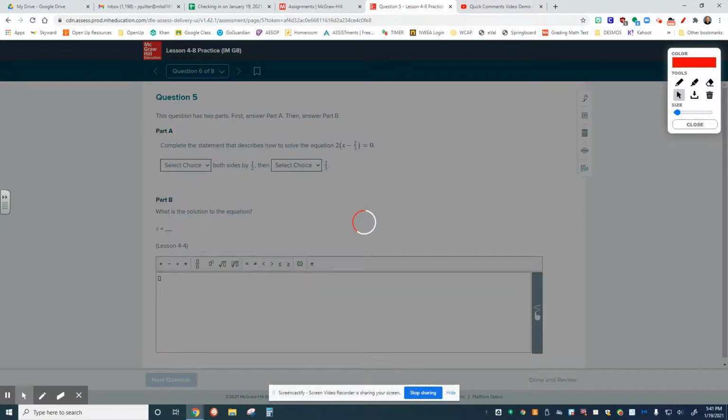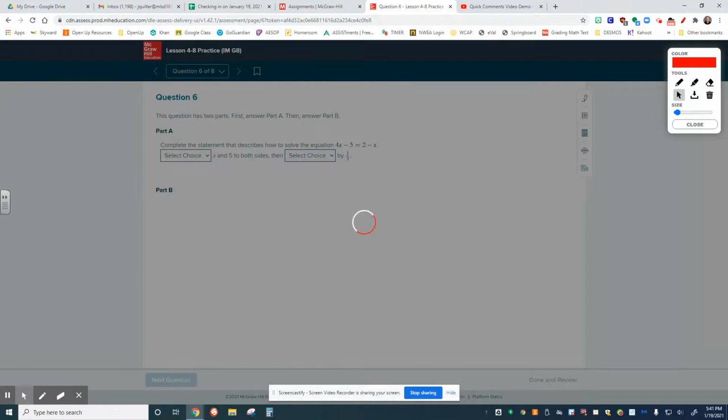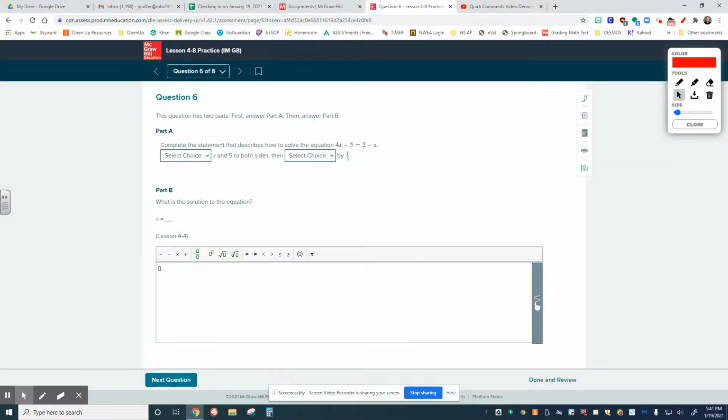Number 6. Same type of situation, but I think this one's probably a little bit easier. What would you do with this equation? I would add x or I would subtract x. Which would it be? They're talking about this value right there for both sides, and then select what you would do with 1/5 to be able to get this figured out a little bit later down there. And then solve the answer.